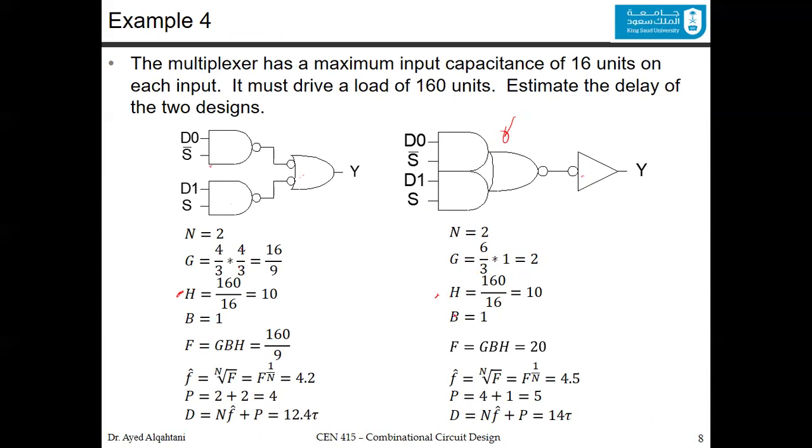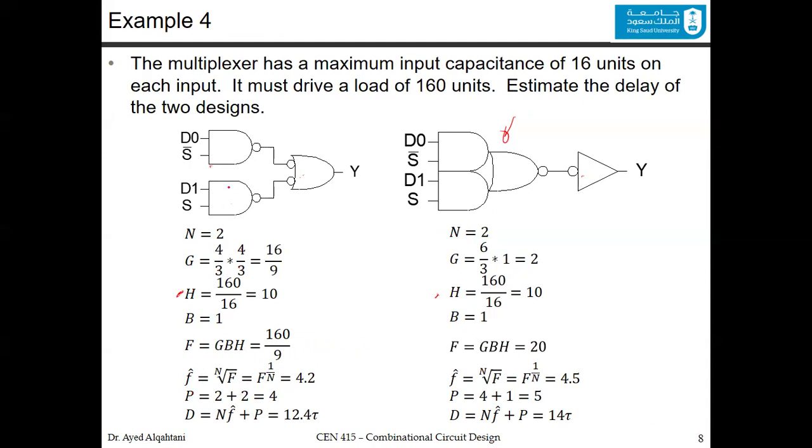For the H, we said that it's the same also for the branching. Now it's a simple mathematical calculation. You multiply these three together, you get capital F equal to 160/9. You multiply these three together and you get 20. And then you get the F hat, which is very important to get the delay and also to get the gate sizes if you were asked about the gate sizes. The F hat is going to be the square root, since you have only two stages, of capital F, which is going to be 4.2 in this design, and 4.5 in this design, since capital F is different in both designs.